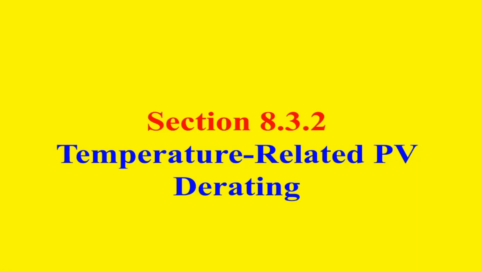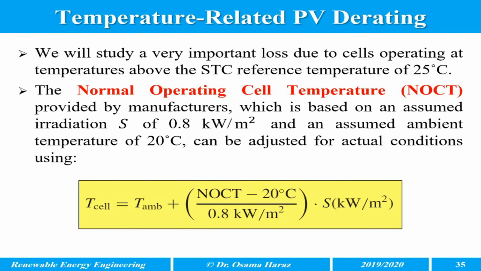Let's go to section 8.3.2. We are going to consider the temperature effect, so we are going to discuss the temperature related PV derating. Here we'll study a very important loss due to cells operating at temperature above the STC reference temperature, which is 25 degrees centigrade. We call it the normal operating cell temperature, or NOCT, provided by the manufacturer, which is based on an assumed irradiation S of 0.8 kilowatt per meter square and an assumed ambient temperature of 20 degrees centigrade.